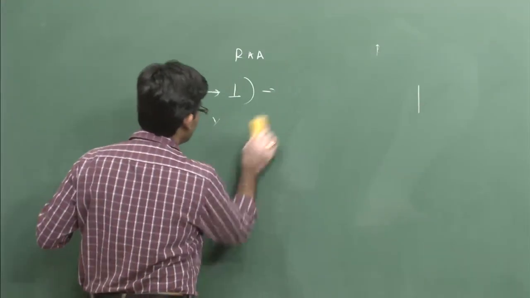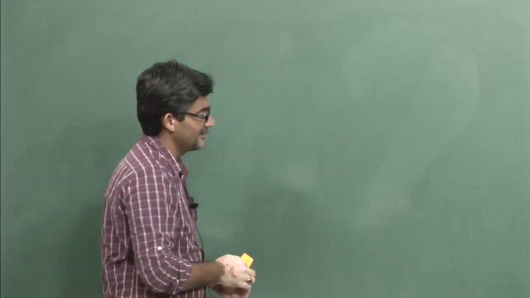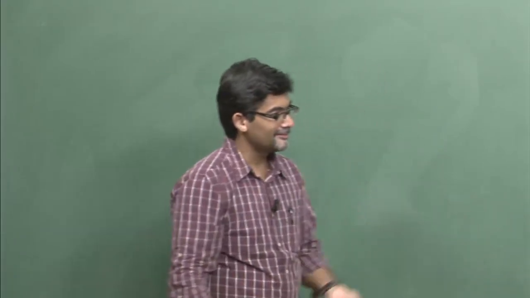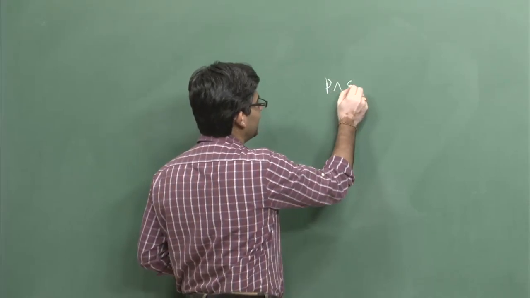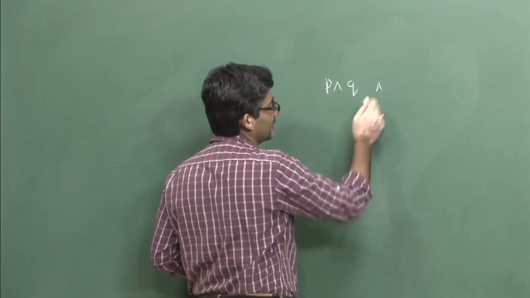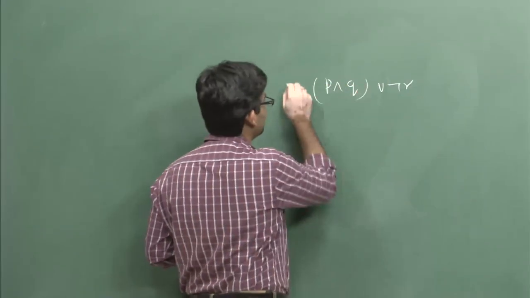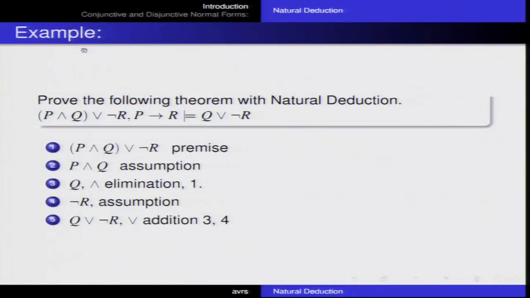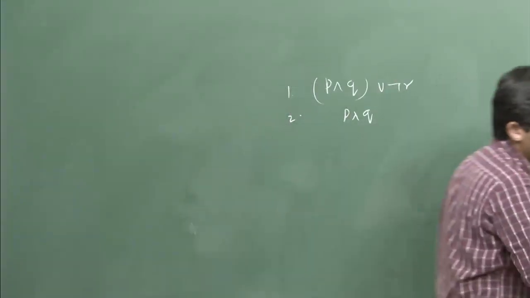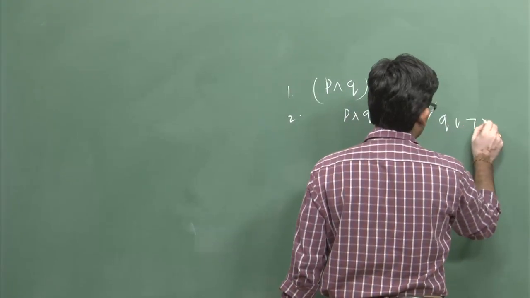So what we will be doing is simply using some truth preserving principles, plus the assumptions that are there in this particular kind of problem, and then we will deduce P and Q or not R. This is the first one, and the second one is P and Q, and from this you are deducing Q or not R.